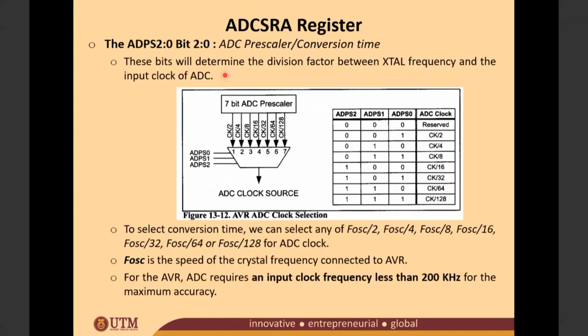Okay, in the next class we are going to look at the prescaler, how to set this prescaler, because we need to make sure that the clock frequency is less than 200 kilohertz. So every time you need to do ADC conversion, make sure that the frequency is less than 200 kilohertz. How do you make sure your clock frequency is less than 200 kilohertz? By setting the prescaler here, in ADCSRA under bit 2 until bit 0. So next class we will look at this slide here.